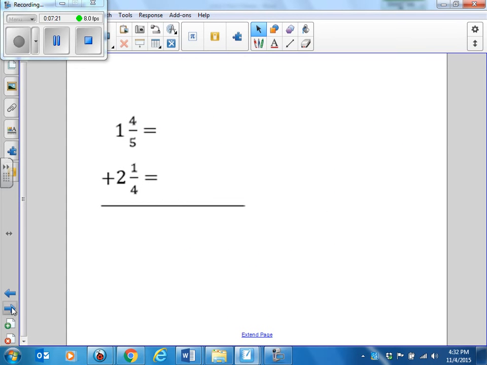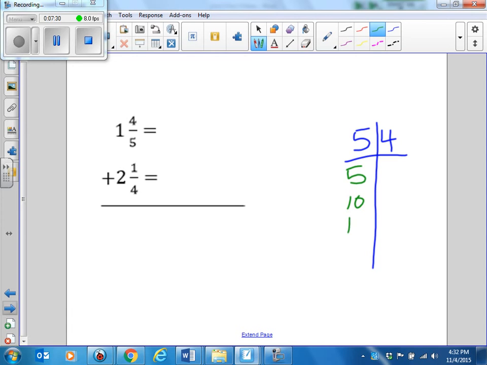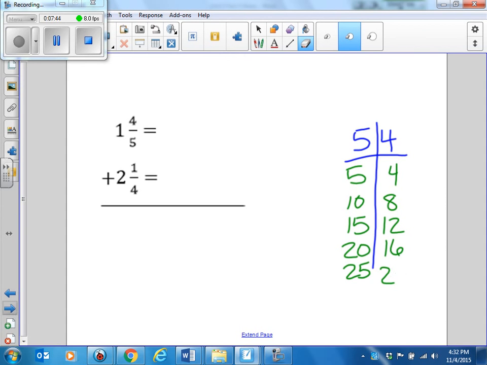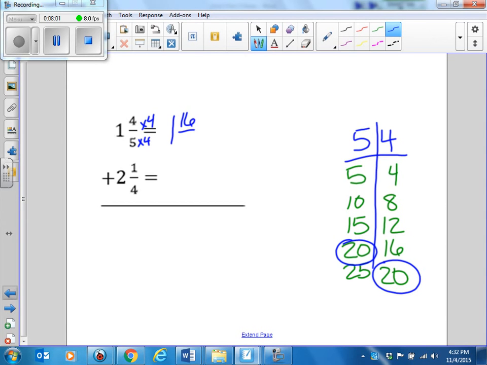All right, let's go ahead and look at the next one. Again, we're going to start with our T-chart. Okay, and we're going to find the multiples of 5. And then we're going to find the multiples of 4. And then we're going to circle our least common multiple, or our least common denominator. And now we're going to say, okay, well, what did we multiply 5 by? We multiplied it by 4. And we got 1 and 16/20.